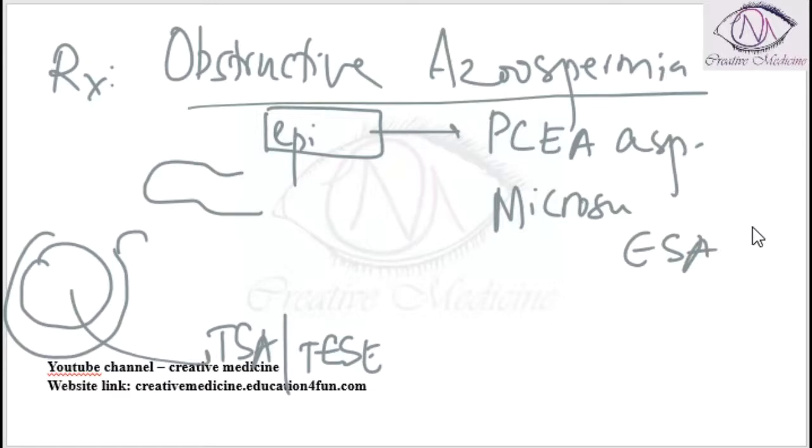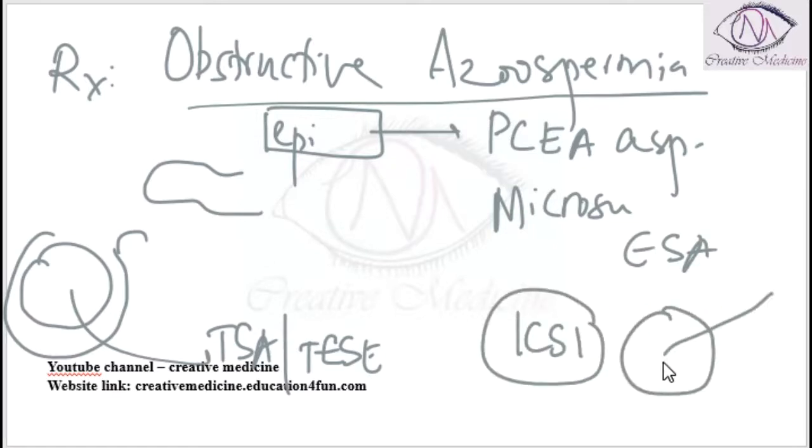Now this sperm is injected intracytoplasmically into the ovum. So that is called intracytoplasmic sperm injection.